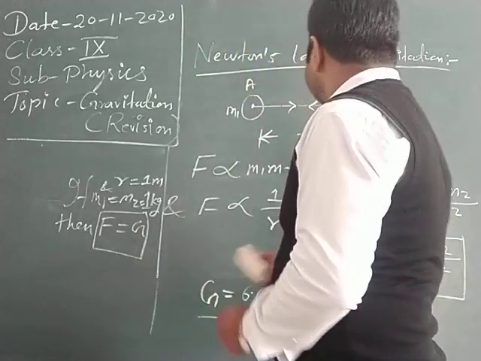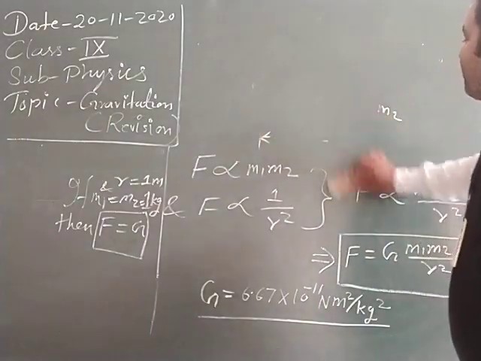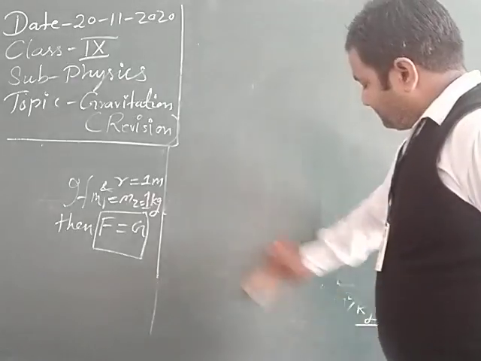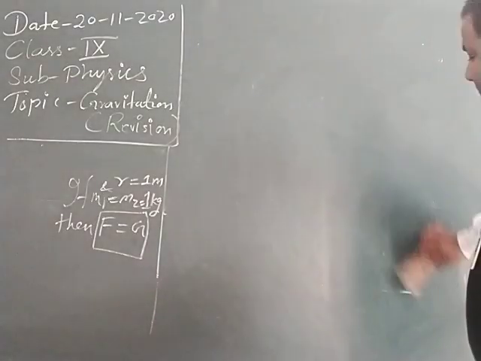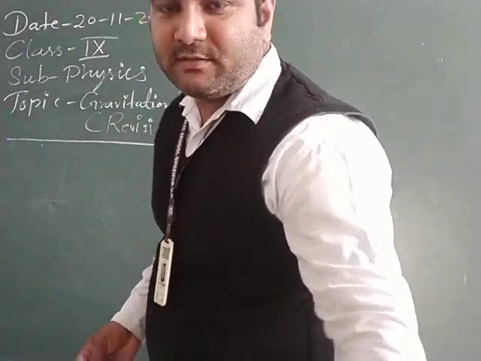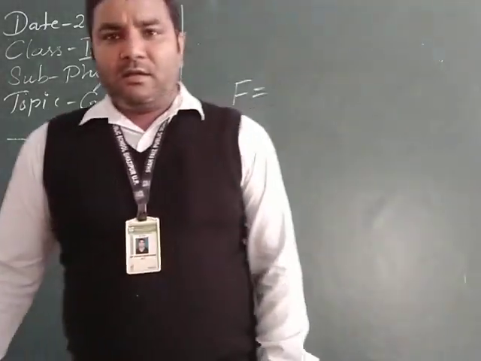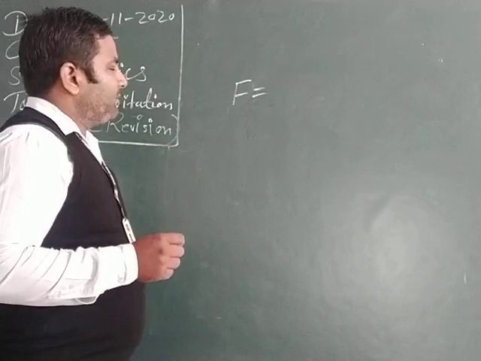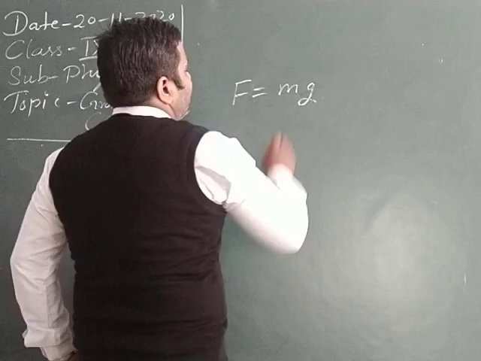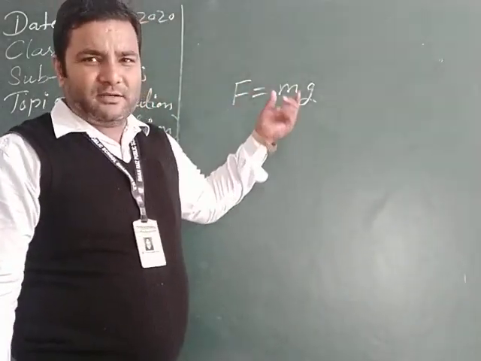And after this, the next concept is acceleration due to gravity. Acceleration due to gravity is related to the force of a particular heavy body on a small body, given by mg, that is the force of attraction whenever a body is held on Earth's surface.